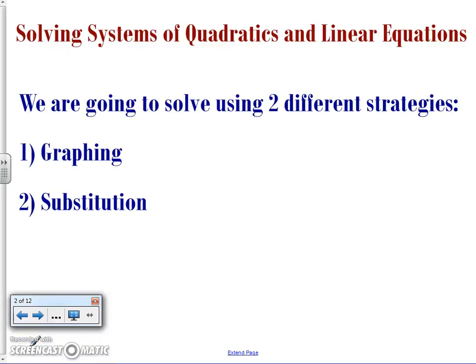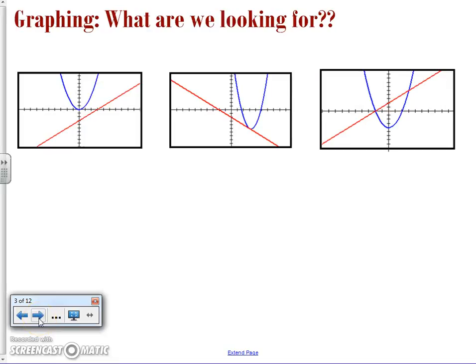Okay, we are going to move on to solving systems of quadratics and linear equations. There are 2 different strategies we're going to use: graphing and substitution. Today we're going to focus on the graphing part. When we graph these two, we're going to get something that looks like one of these three. Remember, what are we looking for when I'm talking about a solution? We're looking for where they intersect each other.